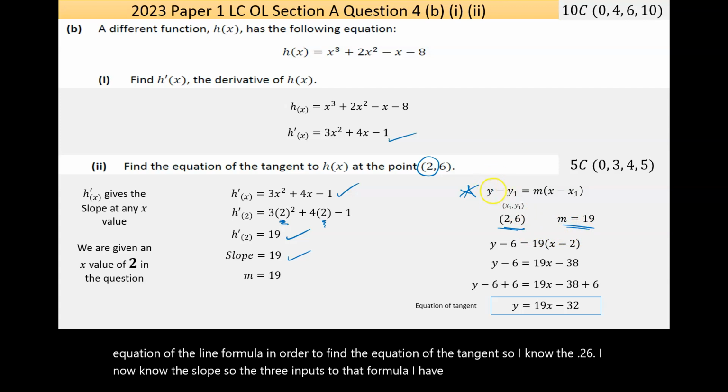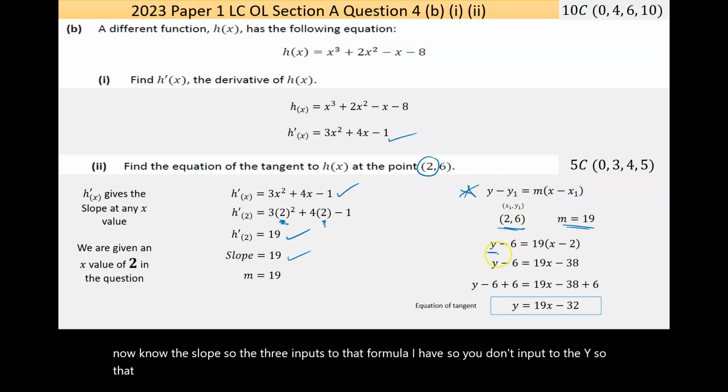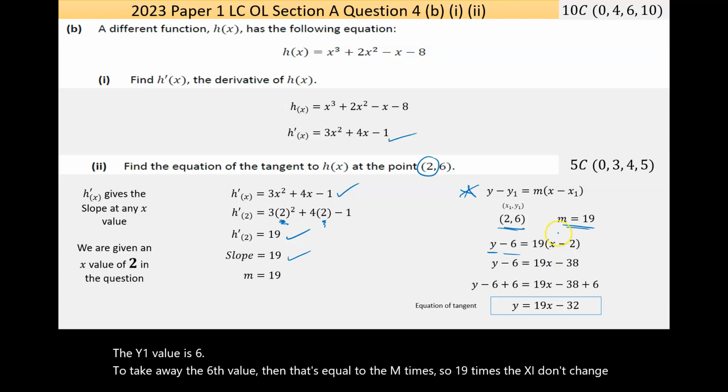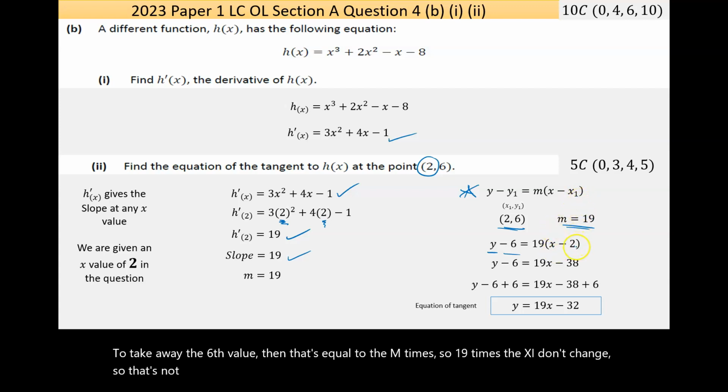So you don't input to the y, so that stays the same. Then the y1 value is 6, so I'm going to take away the 6 value. Then that's equal to the m times, so 19 times the x, I don't change, so that's not inputable. Take away the 2. Okay.